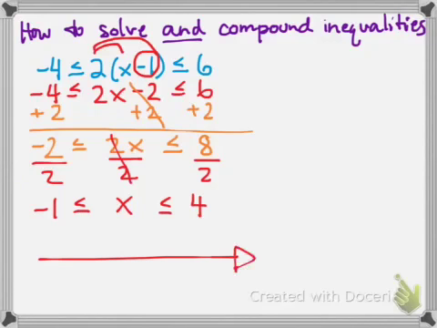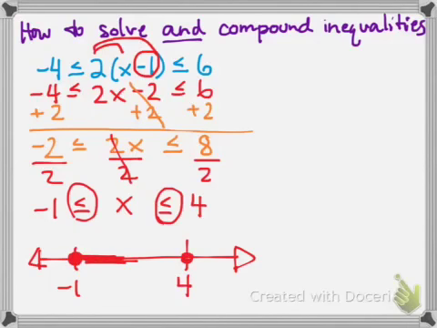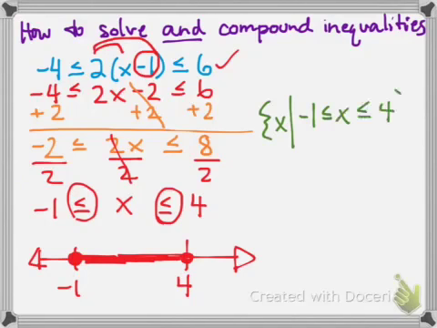So when I graph this, my solution is going to look something like this. At negative 1, I'll use my closed circle because of this inequality symbol. At 4, I'll use my closed circle because of this inequality symbol. So any value in between negative 1 and 4, when I plug it into my original compound inequality, will make the inequality true. So if I were to write my solution using set notation, it would be x such that negative 1 is less than or equal to x and less than or equal to 4.